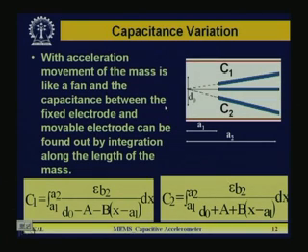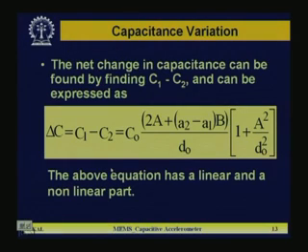So, that is given by this relation. Now, the net change in capacitance can be found by finding C1 minus C2, and it can be expressed as delta C, which is C1 minus C2, given by this relation: C naught into twice A plus A2 minus A1 into B by D naught, where A multiplied by A plus A square by D naught square. So, this equation has a linear as well as a non-linear part. The second term is a quadratic term, not exactly linear.